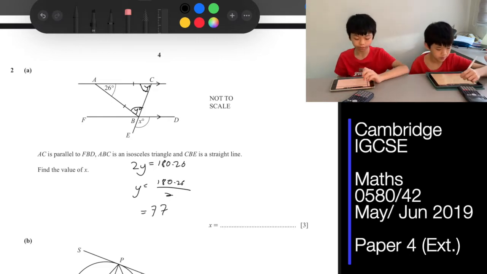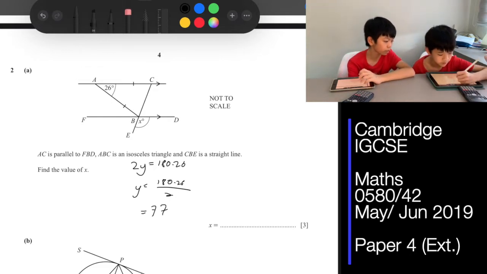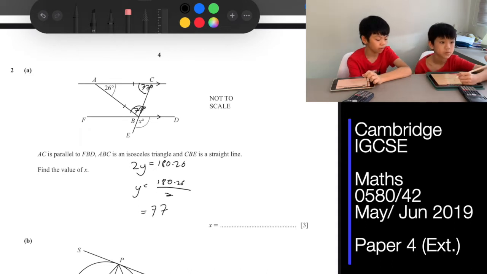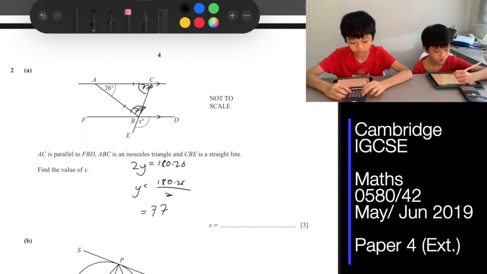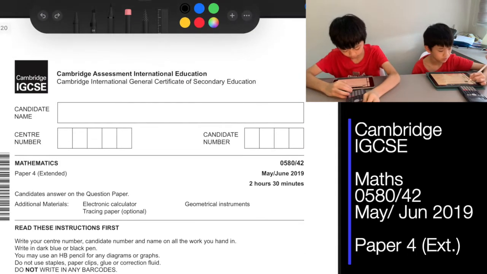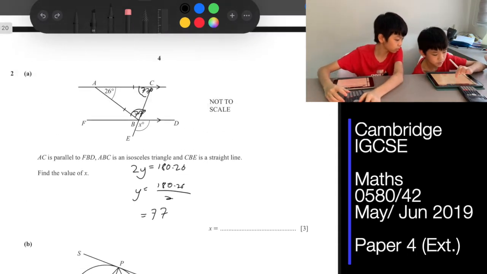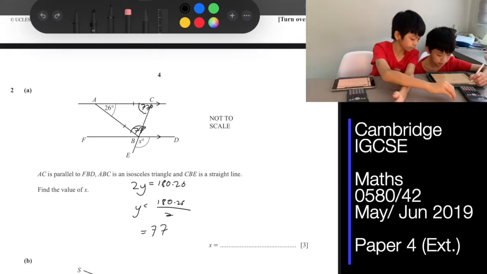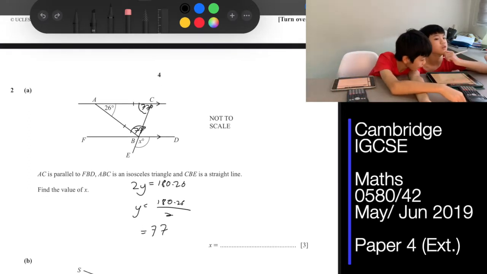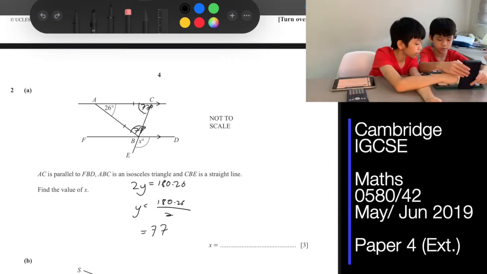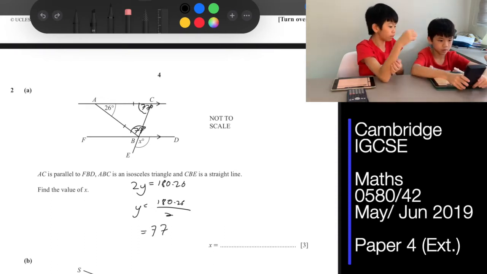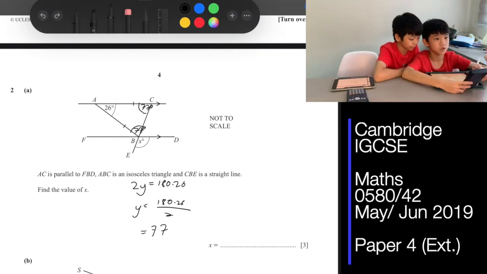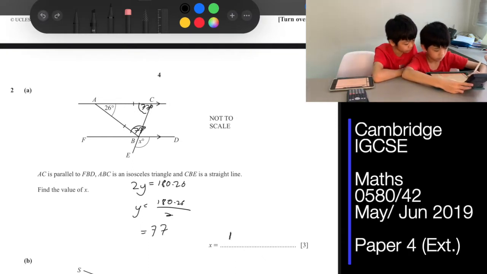So we know that these two angles, we can now replace them with 77. And then we know that this side is parallel to this side. So x must be 77. Right. 180 minus 77, which is 103.